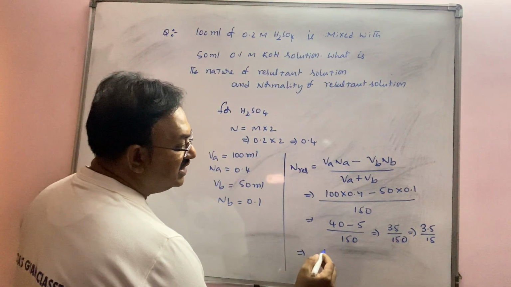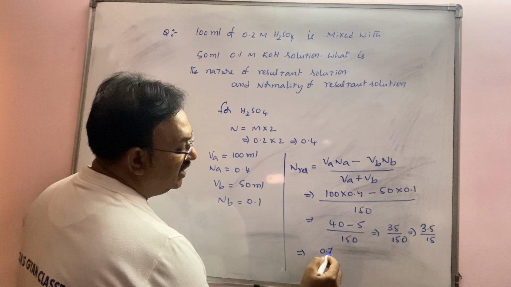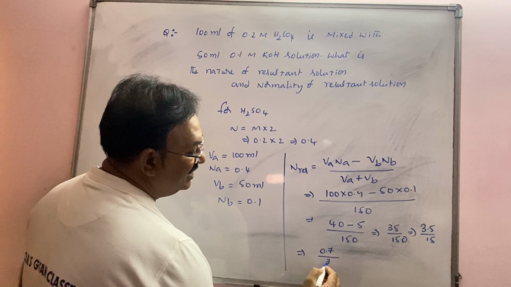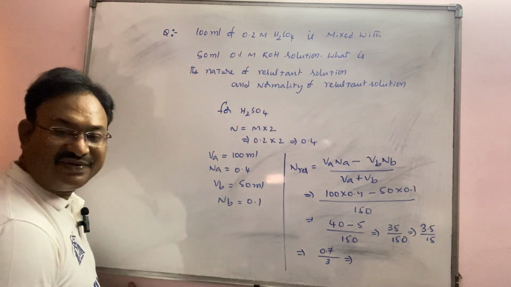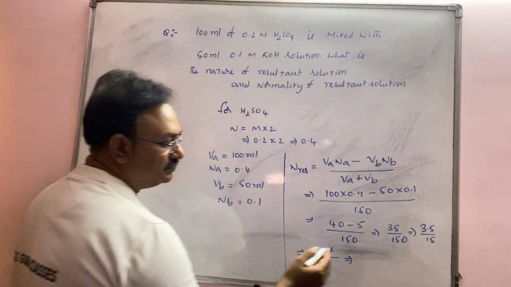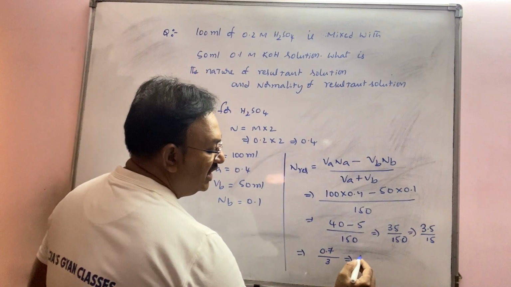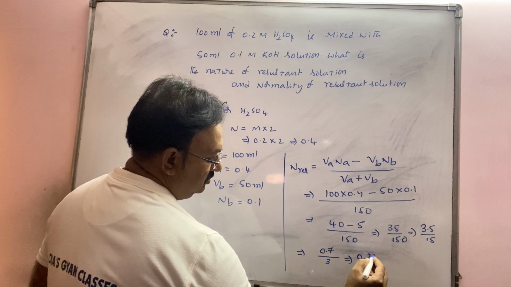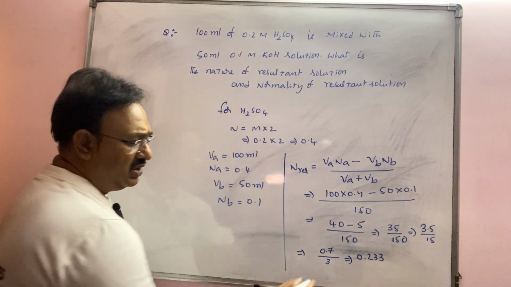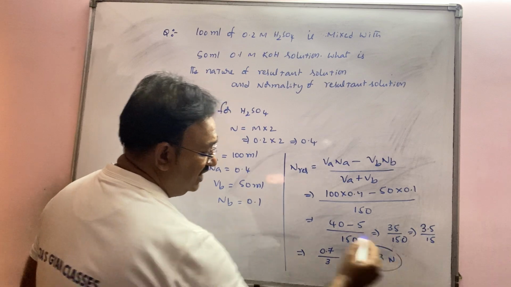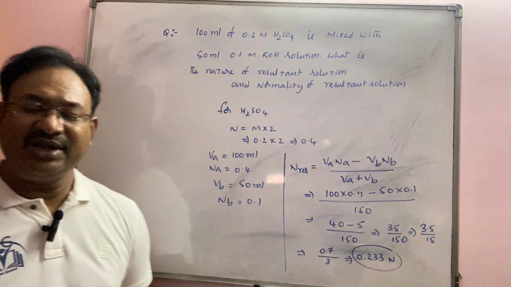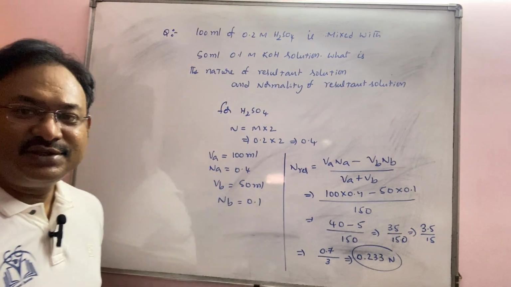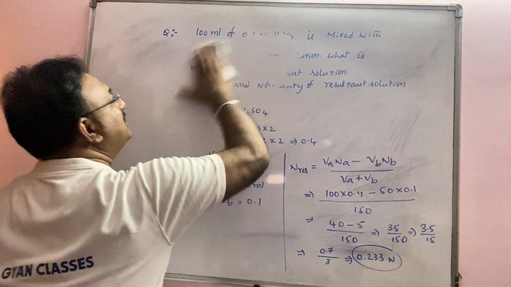So you can write it as 0.7 by 3. So it can be 0.233. Okay. So the resultant solution is acidic and its normality is 0.233, right? So this is another kind of question. Now coming to the next question.